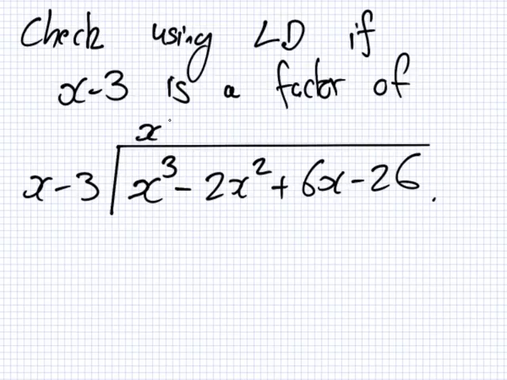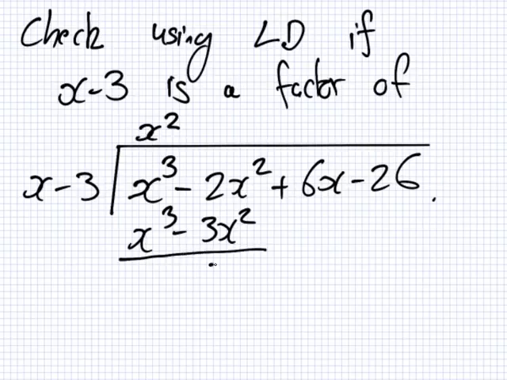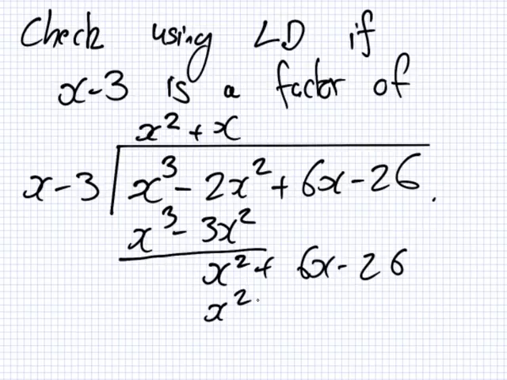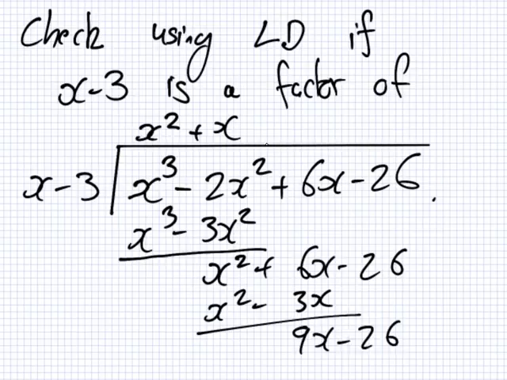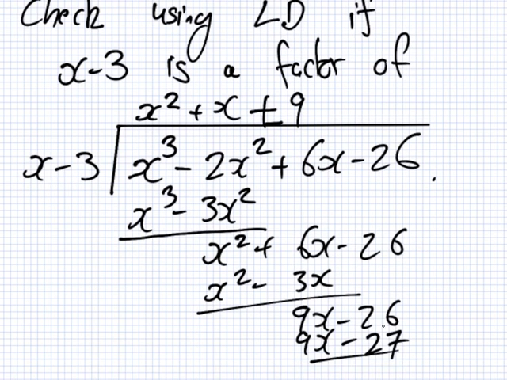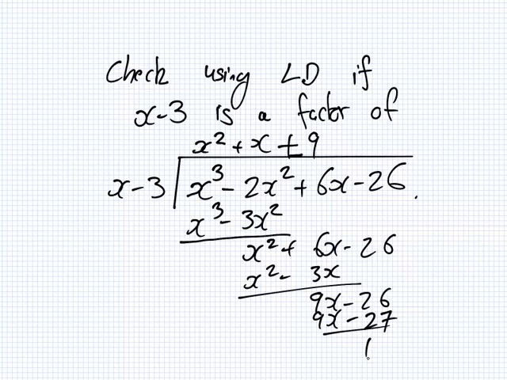Was it x squared? Yeah, so you have x cubed minus 3x squared. Take away, and I have x squared, plus 6x minus 26. So here must be plus x squared minus 3x. What's that, 9x? 9x minus 26 plus 9, so we have 9x minus 27. Yeah, so the remainder here is 1, so it's not a factor.